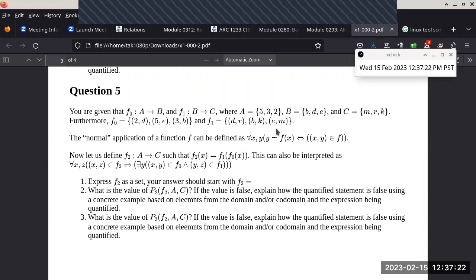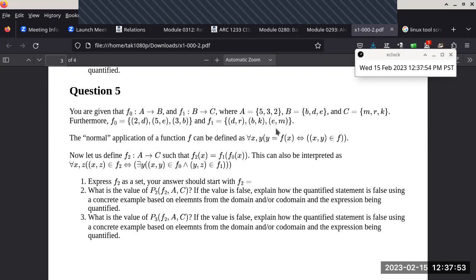All right. So question number 5 says you are given F0 mapping set A to B, F1 mapping set B to C. Okay, exactly the same setup as question number 3. Except your set A is a little bit different. It has 5, 3, and 2 in it. Set B has lowercase b, d, e, and then set C has m, r, k in it. So the membership of the 3 sets is randomized, so they're a little bit different.